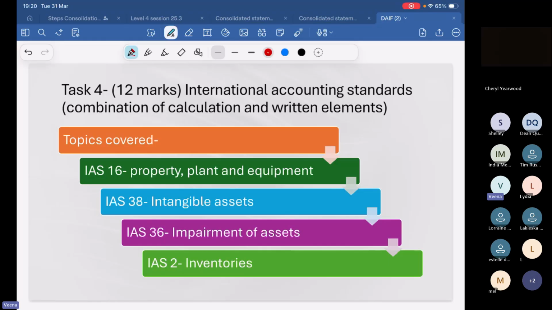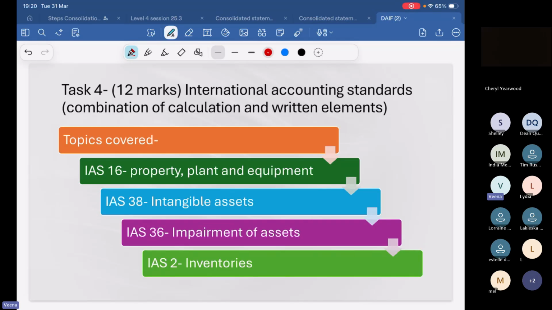So what are the different international accounting standards? It is about property, plant, and equipment. Again, depreciation comes under that. Revaluation of property, plant, and equipment comes under that. Intangible assets, IAS 38 comes intangible assets. Intangible assets are goodwill, those sort of assets, patents, copyrights. These are all assets which you can't see. They are intangible. So how do you treat them? So all comes under IAS 38.